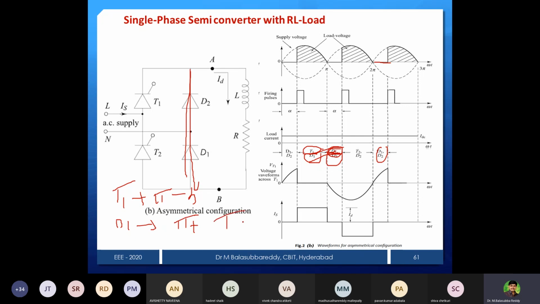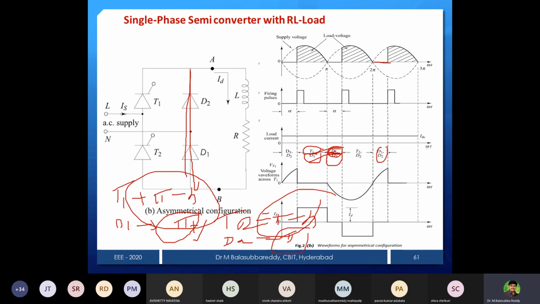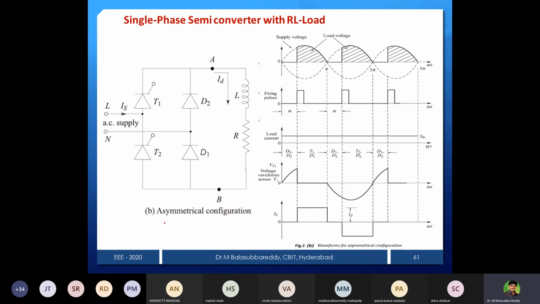And similarly, if we take T2, it will conduct only for pi minus alpha. And again, if we take D2, it will conduct for pi. So therefore, thyristors are conducting only for pi minus alpha, but diodes are conducting for pi. That means this is conducting 180 degrees, and this is conducting 180 minus alpha. That's why the devices are not symmetrical. Thyristor durations are different, diode durations are different. That's why we call it an asymmetrical configuration.